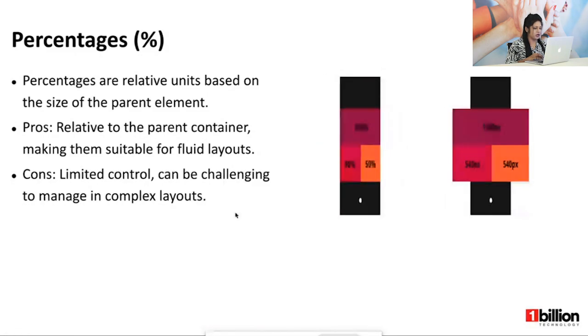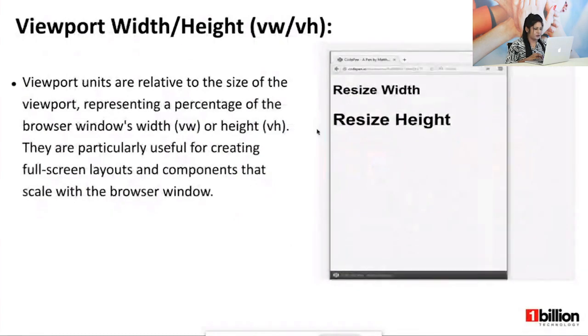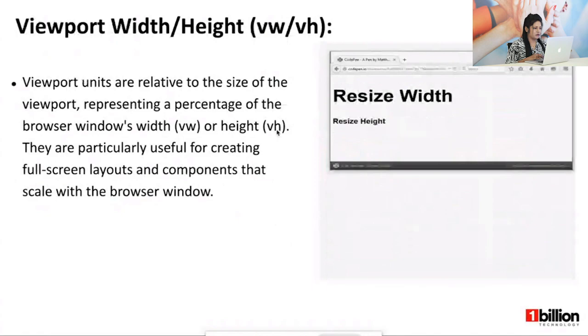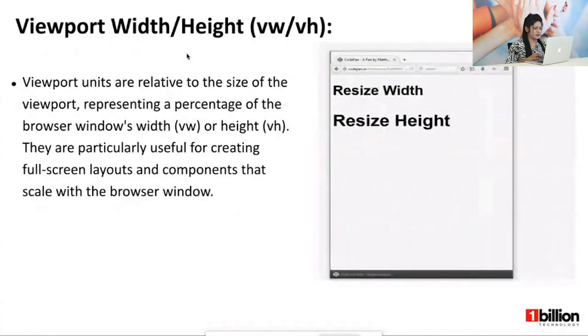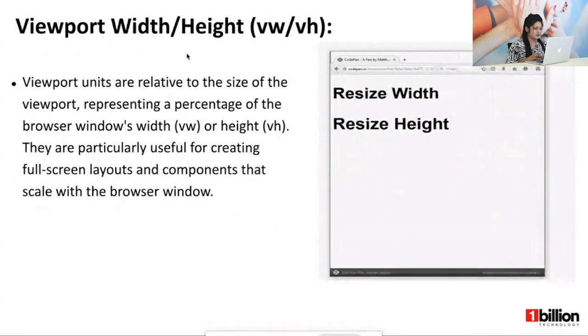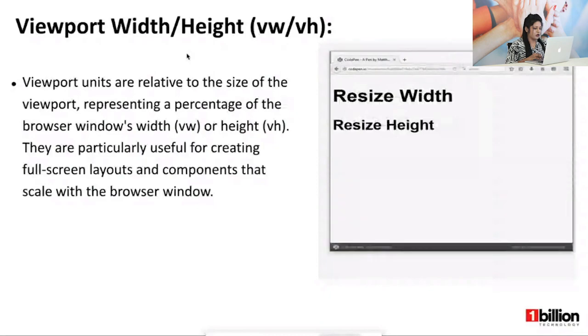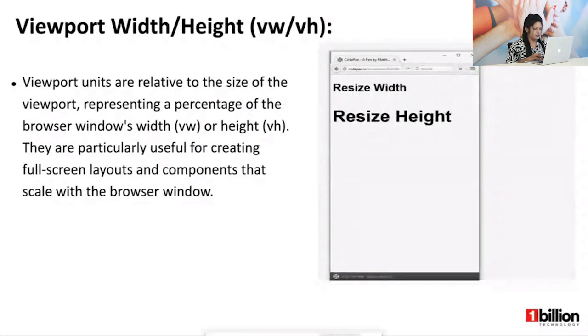Next up, we have the viewport units. The viewport units, represented by VW and VH, represent the viewport width and the viewport height. These units are unique as they are relative to the size of the browser viewport rather than any parent element.